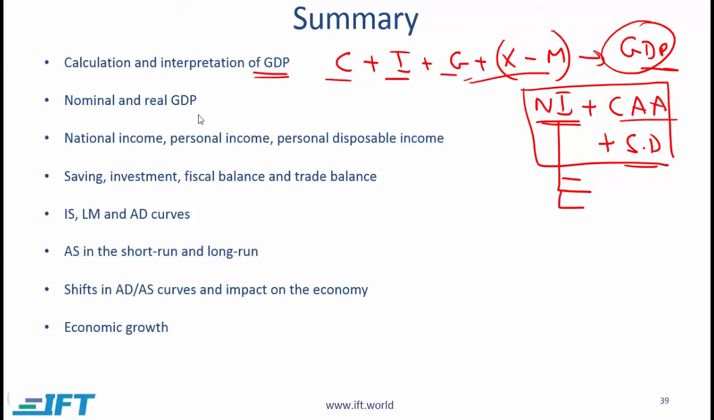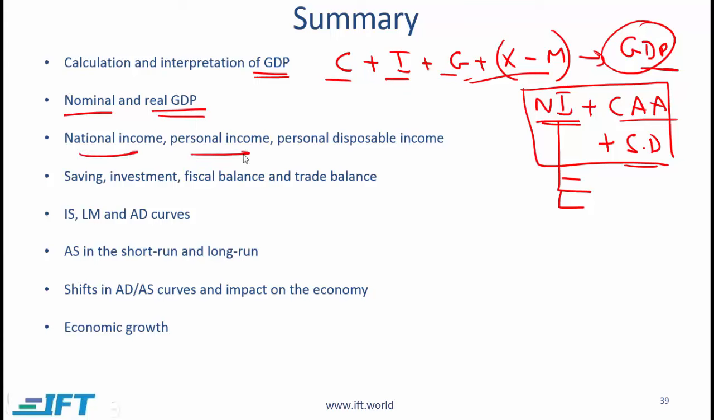Nominal and real GDP. Nominal GDP is based on output and current market prices. Real GDP is based on output and the prices from the base year. So real GDP is a measure of the actual output and it takes out the impact of inflation.